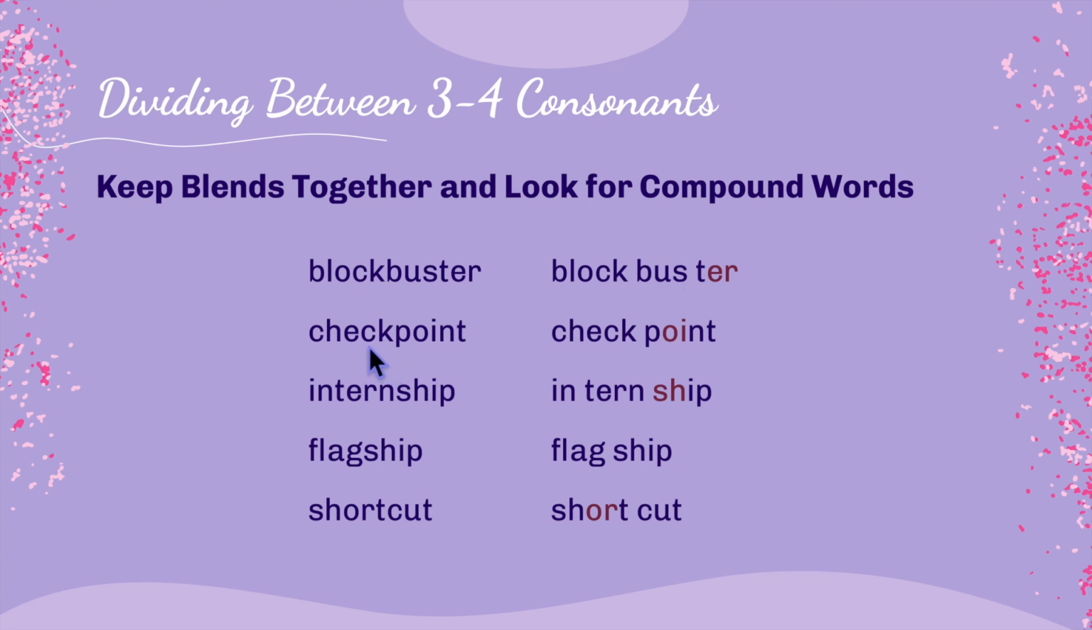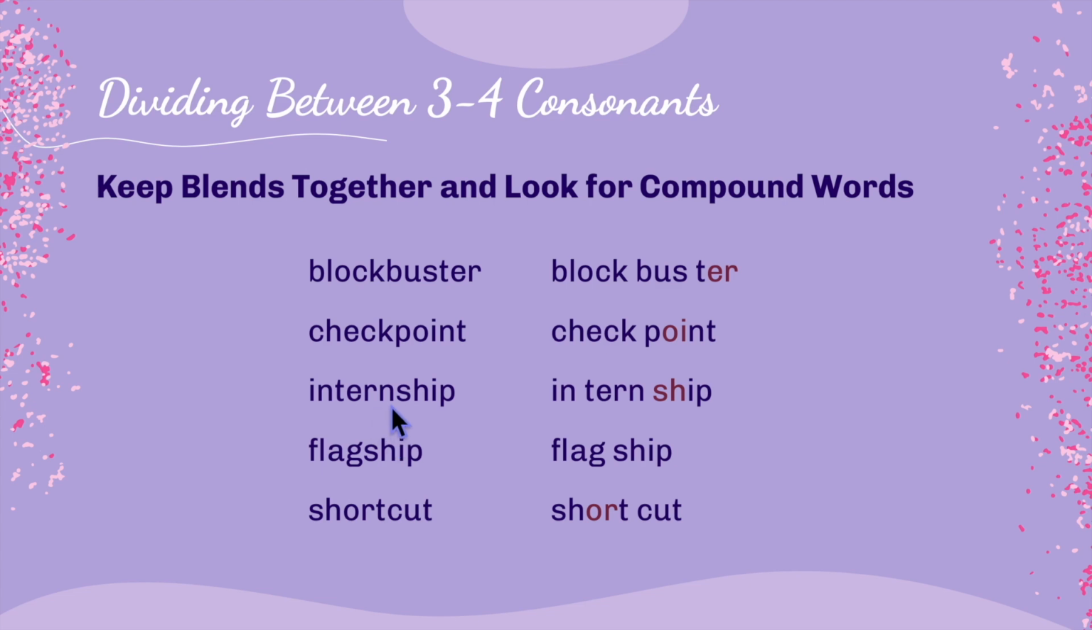Here I see a C, K, and a P. Well, C and K together make one sound, so we're going to split between the K and the P. This is actually a compound word because we have the word check. OI says oi, so we have the word point, checkpoint. Let's look at this one. I see N and T, so we will split there. In is actually also a prefix.